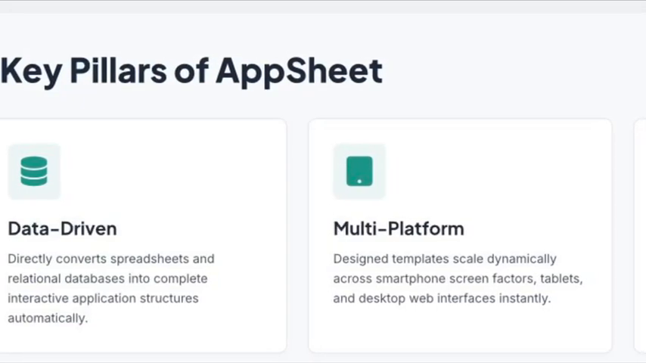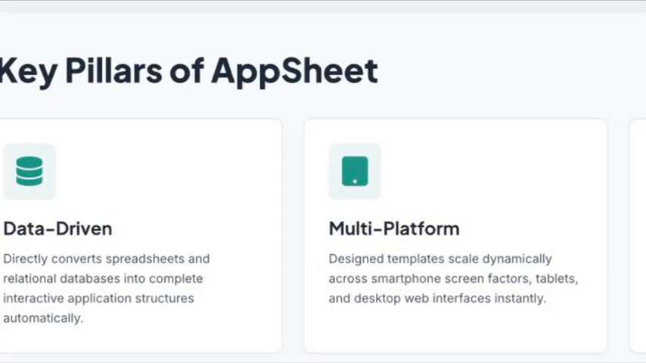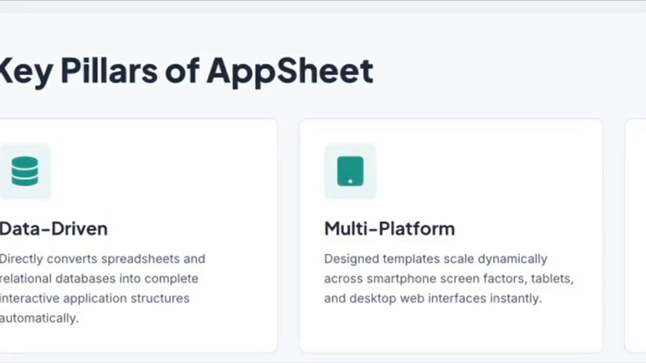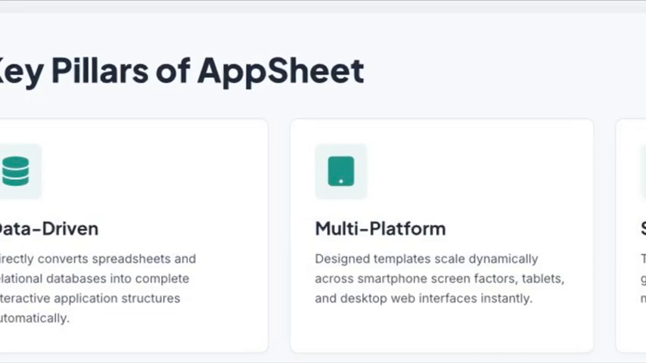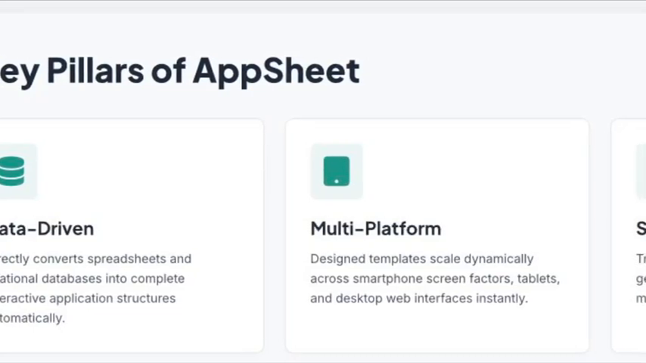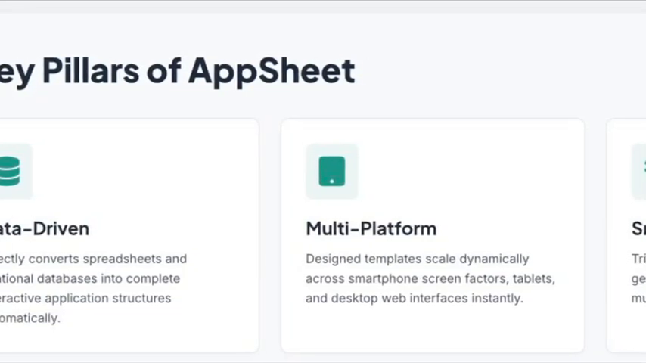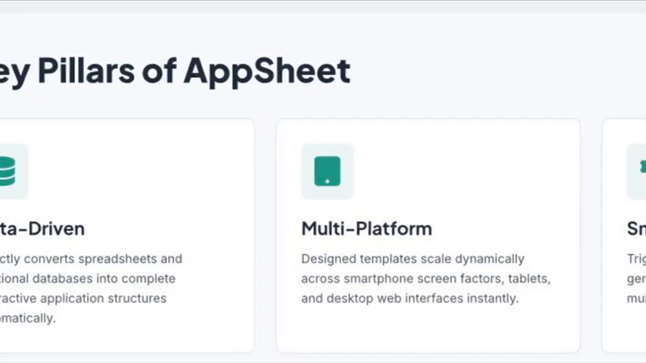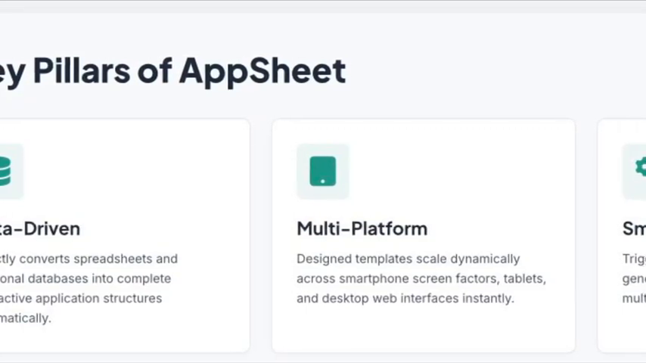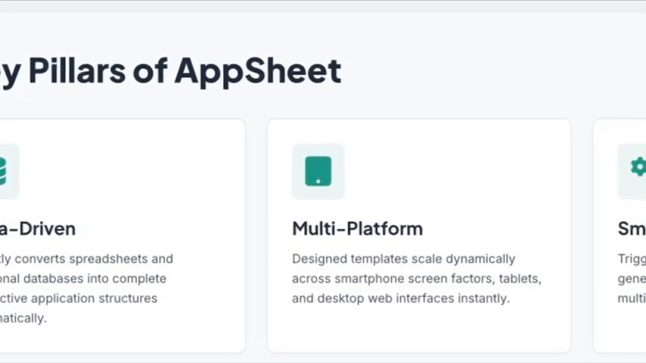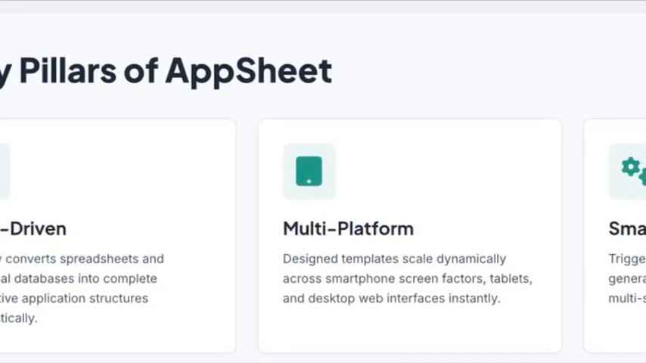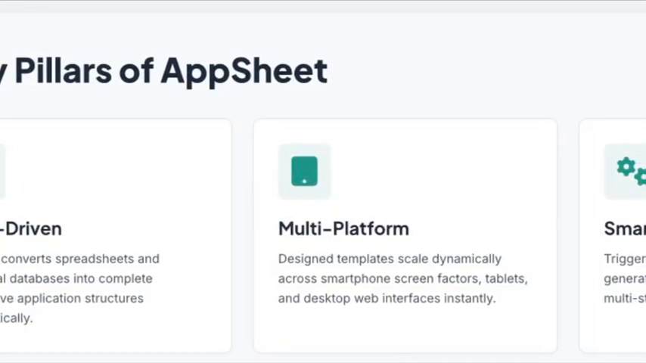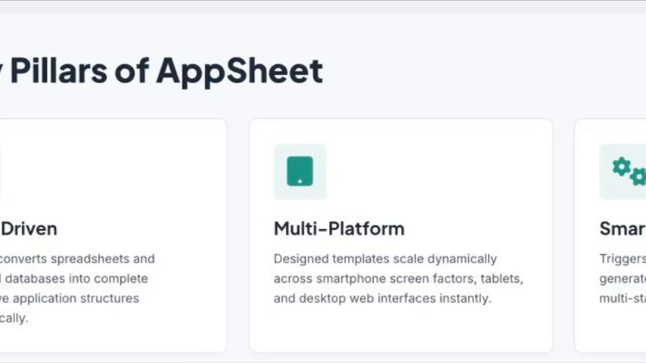The second one is that it is natively multi-platform. When you create an app, you're not worried about building one version for iPhone, another version for Android, and another for the desktop web browser. AppSheet's design system automatically scales and optimizes your user interface for any screen format instantly.